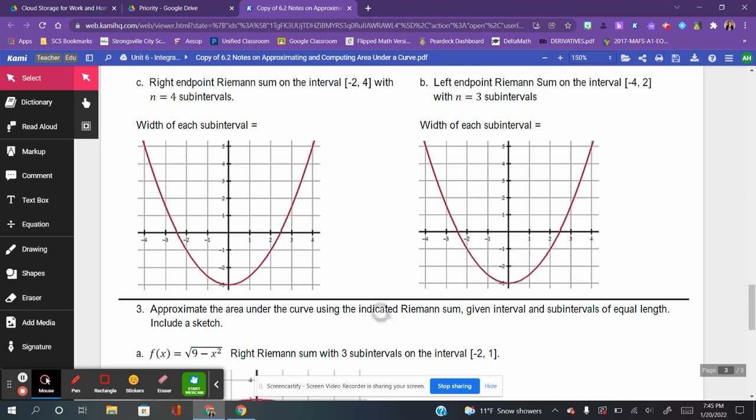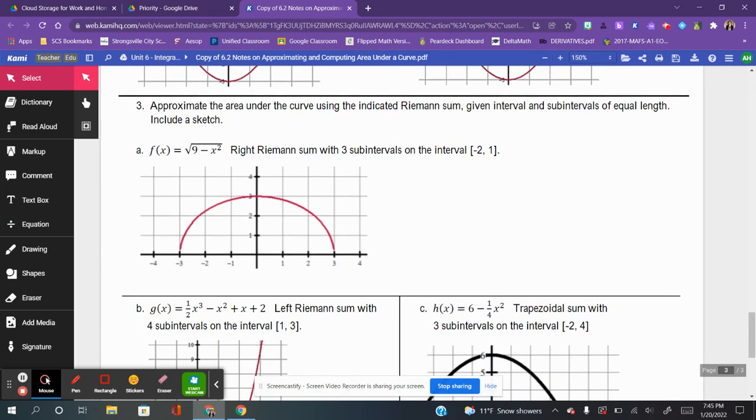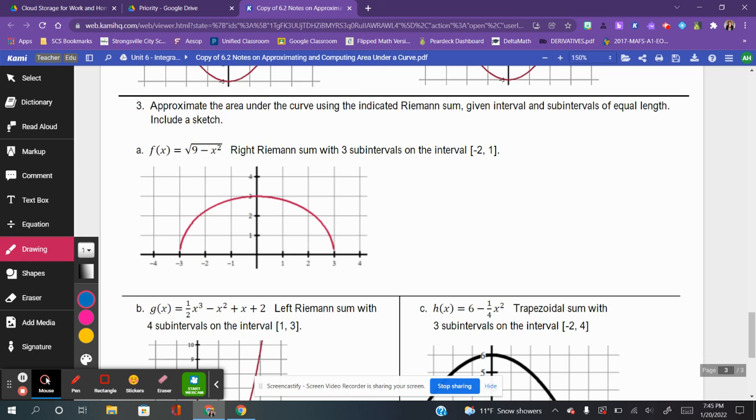Okay, and then you're going to do problem 3. It says approximate the area under the curve using the indicated Riemann sum and the given interval and subintervals of equal length. Include a sketch means that I want you to draw in the subintervals.